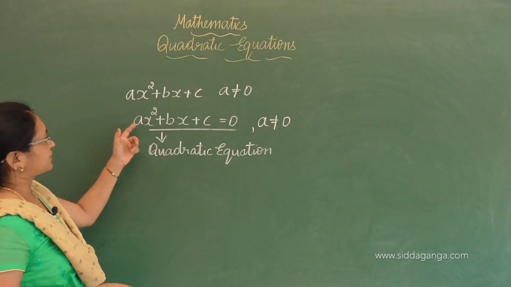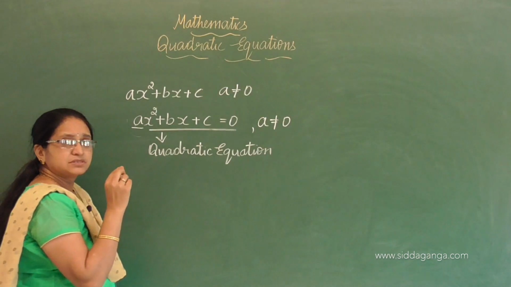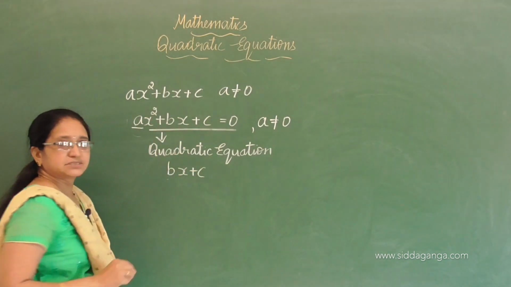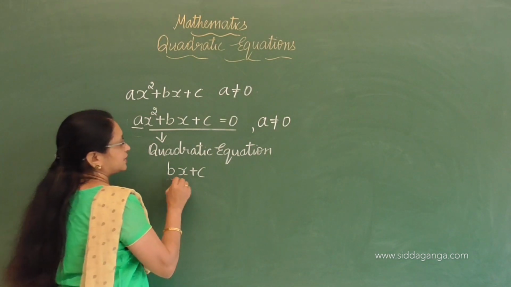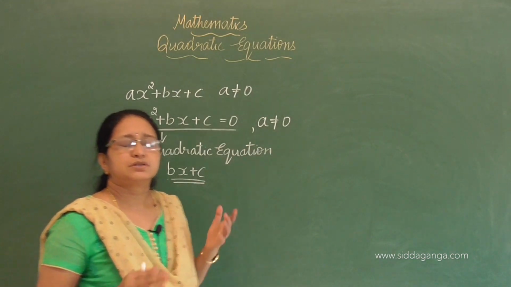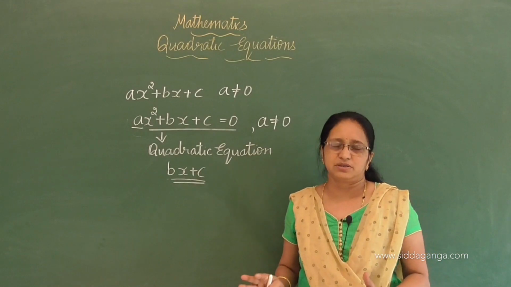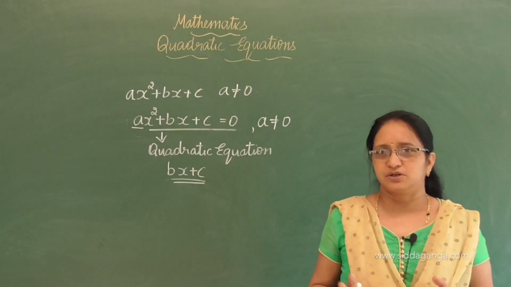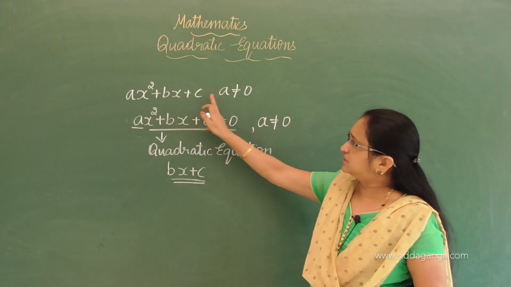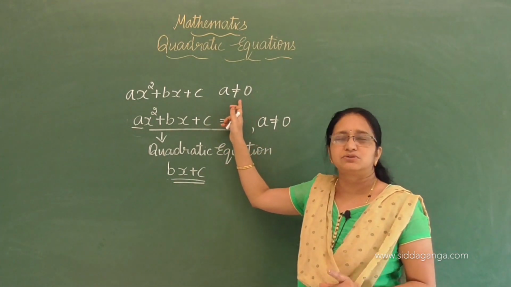Because suppose a is 0, then this term is 0, the whole term will become 0. Then just bx plus c remains. This is not a quadratic polynomial. I hope you understood. So you know the difference between a linear polynomial and a quadratic polynomial. You have studied this in the chapter polynomials.